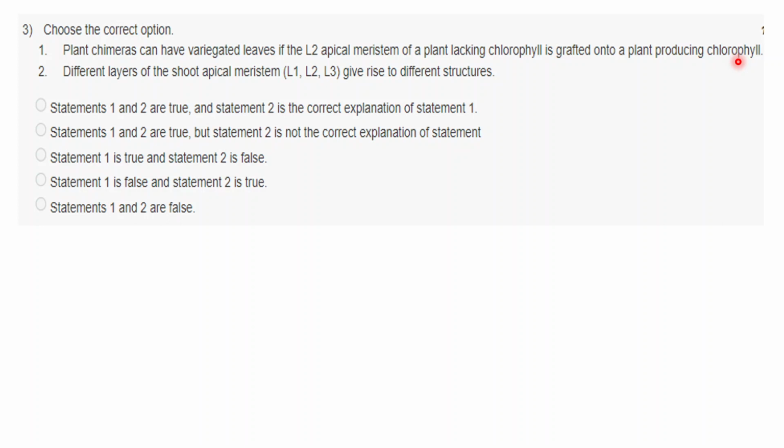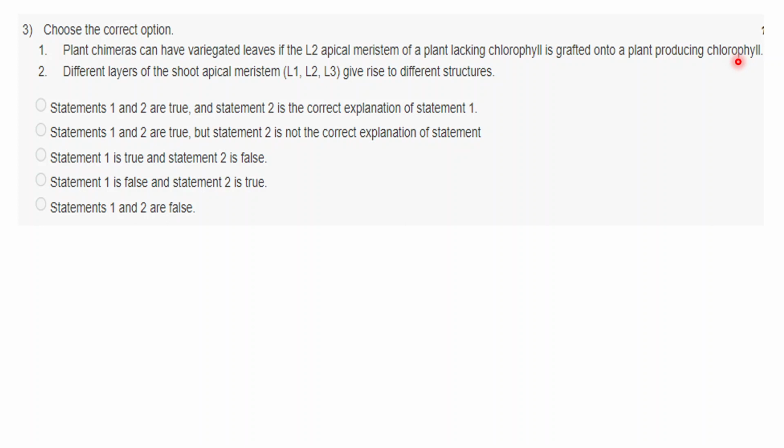We cut out the L2 apical meristem of the first plant which lacks chlorophyll. So we graft that L2 onto the plant producing chlorophyll. Then can we have a plant chimera which can have variegated leaves or multicolored leaves. Here multicolored means leaves with patches of green and colorless, because the L2 plant is lacking chlorophyll.